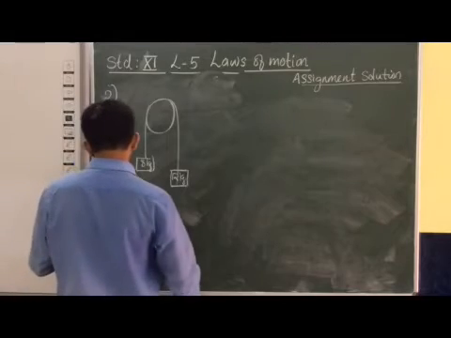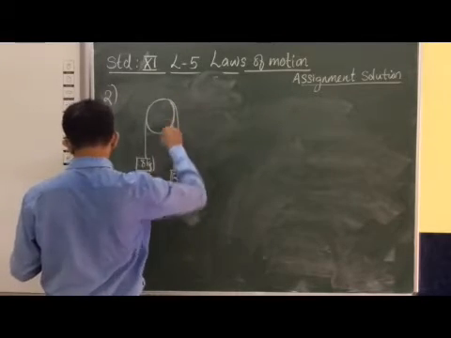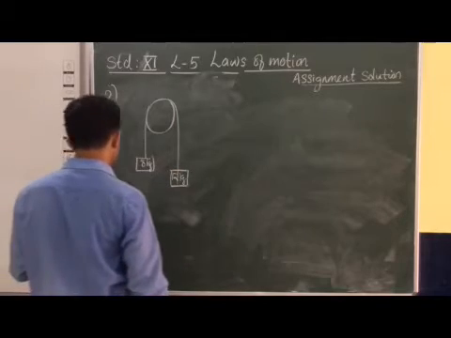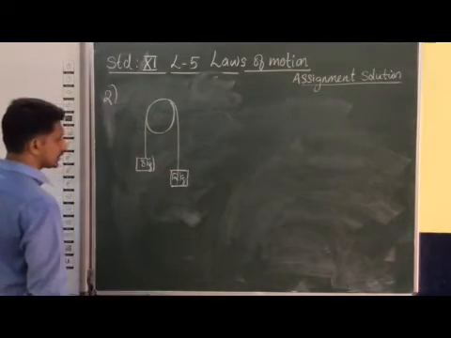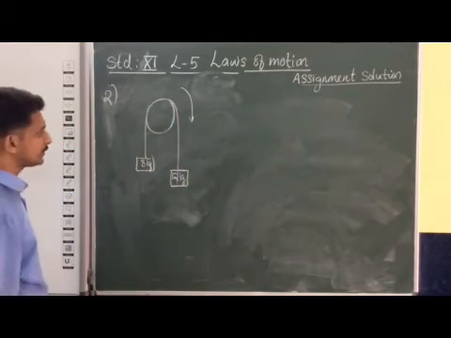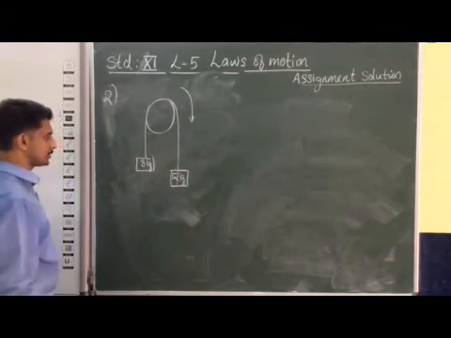And you can see that they are moving over this frictionless pulley. So find the acceleration of the masses and the tension in this string. So we have to find the acceleration. This block is performing an accelerated motion. So we have to find the acceleration of this motion and the tension.